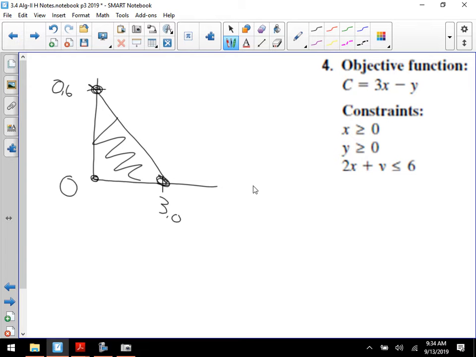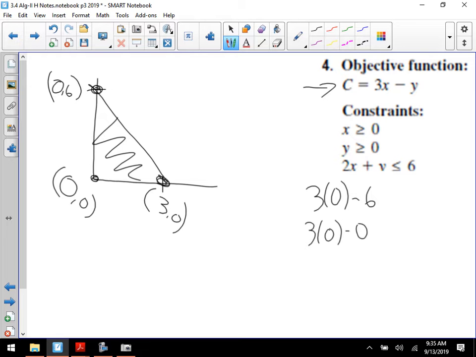(0, 0). So these 3 ordered pairs are the points at which you substitute into your objective function, the one denoted by the letter C. We substitute in 3 times 0 minus 6, then 3 times 0 minus 0, and then 3 times 3 minus 0. All I did was take those 3 ordered pairs, throw them into the objective, and hit enter. I get -6, 0, and 9.